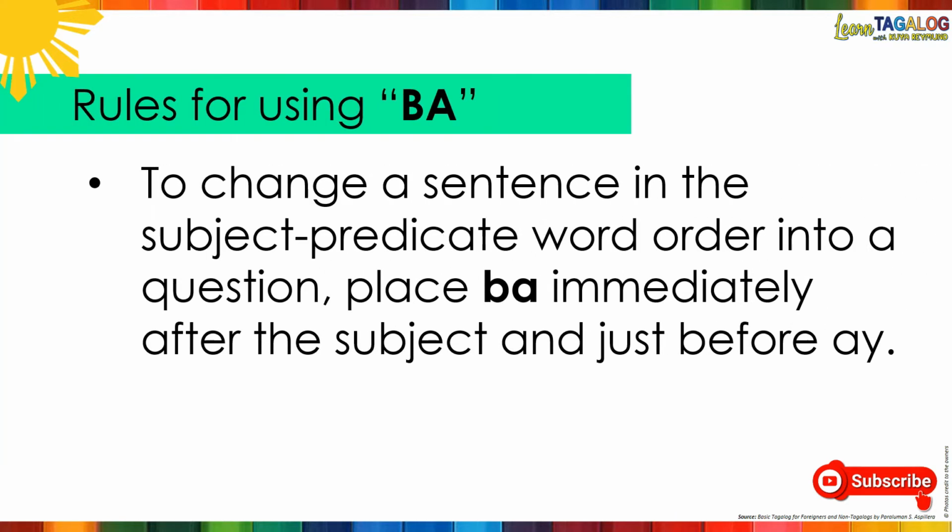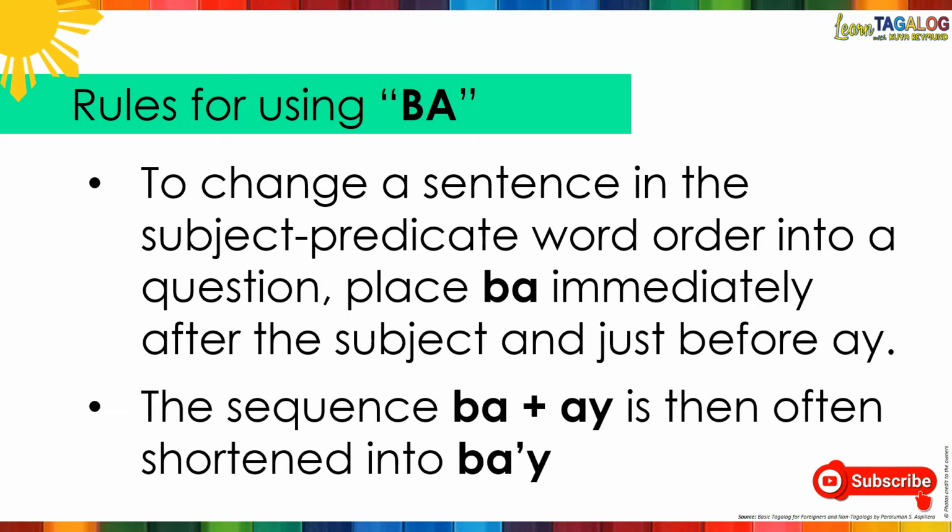Okay, here are the rules for using ba. The first one is that when you change a sentence in the subject predicate word order into a question, place ba immediately after the subject and just before the word ay. And the sequence ba plus ay is then often shortened into ba'y. So the contracted form of ba ay is ba'y.